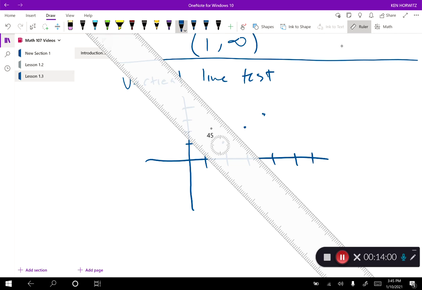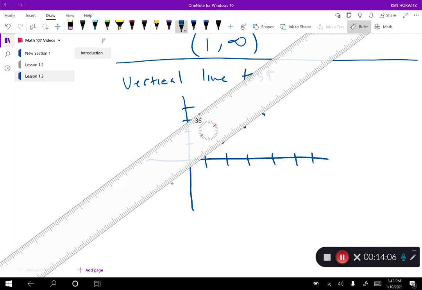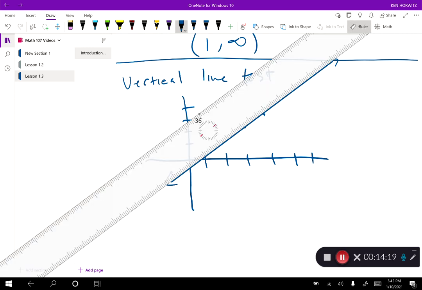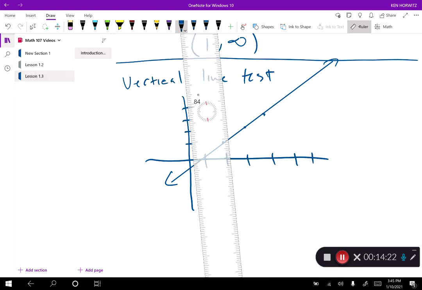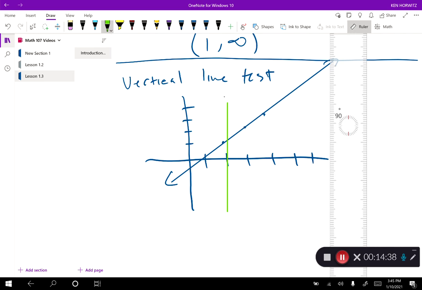I'll take my ruler, connect the dots, and then we will talk about the vertical line test. All right. There's my function, and it goes on forever both ways. What the vertical line test says is that if I have a vertical line and I pass it through my function, it should hit the function in only one point, no matter where the vertical line is. So I'm going to change colors just so we can differentiate. I just passed a vertical line through my function. It hit only one point.